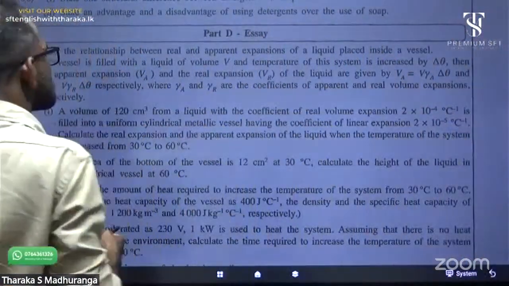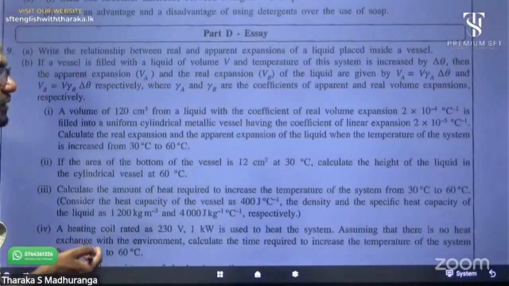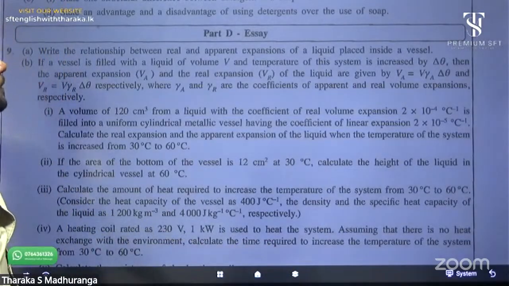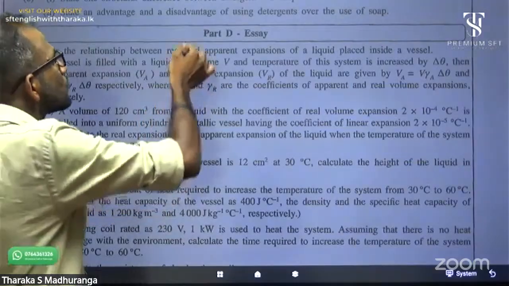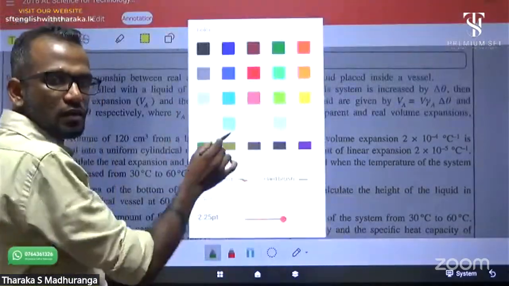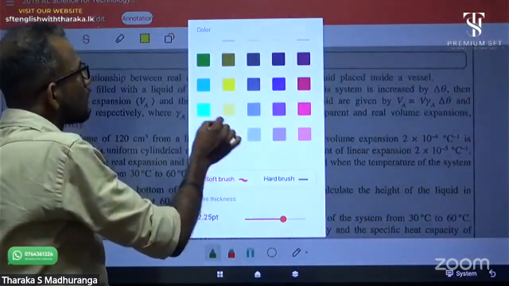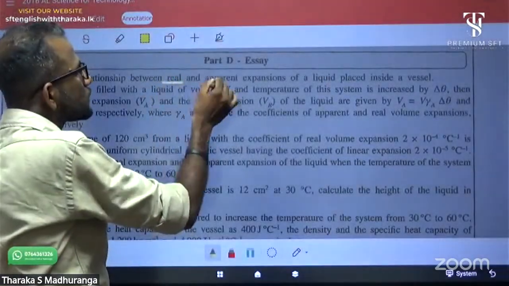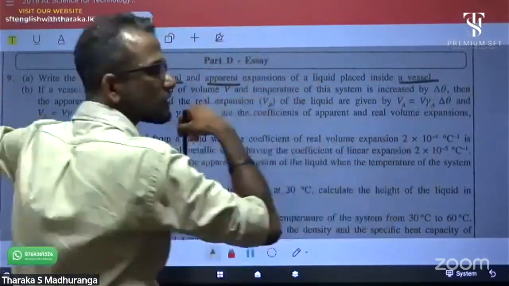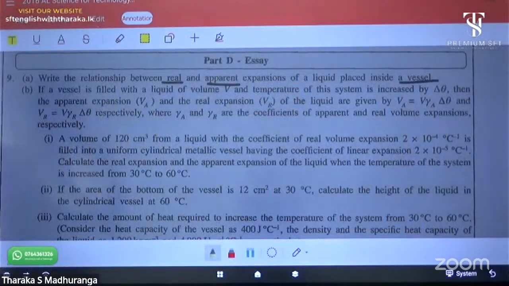This is what I think we discussed in our last month, final week. Now we have to get the relationship between real expansion and apparent expansion, and the liquid is contained in a vessel. You tell me, what is the answer? Priyanka?